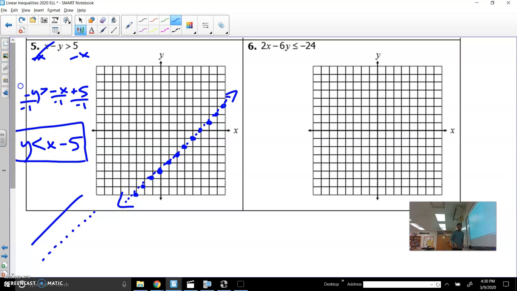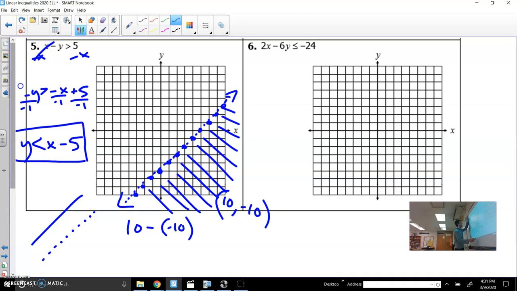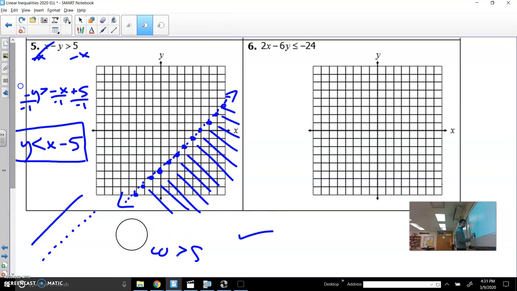Well, less than is below the line. So hopefully you are shading or slightly coloring below that line to suggest any point down here is correct. For example, let's say you have the point 10, negative 10. 10, negative 10 is in the solution. If you do 10 minus negative 10, will that be greater than 5? Yes. That ends up being 20. 20 is greater than 5. So that point is in the solution.